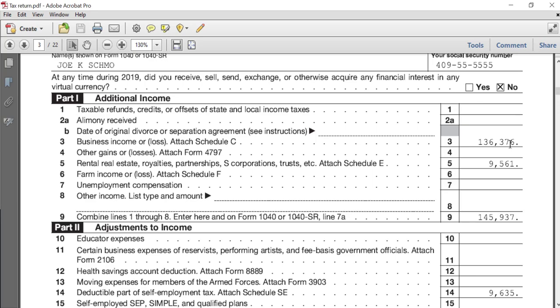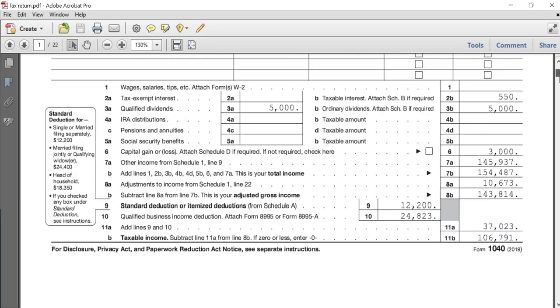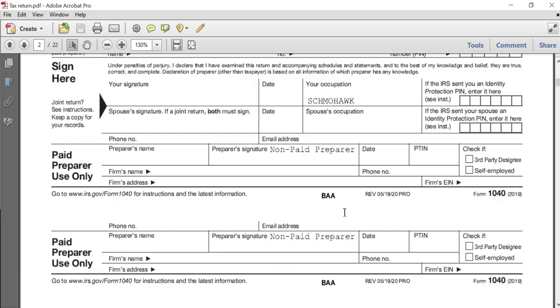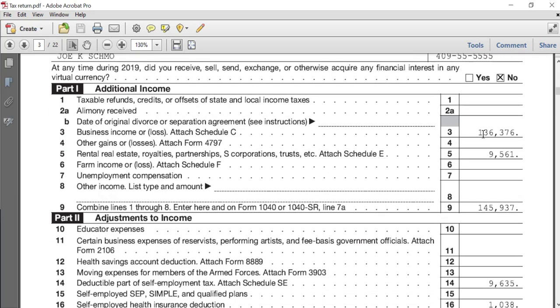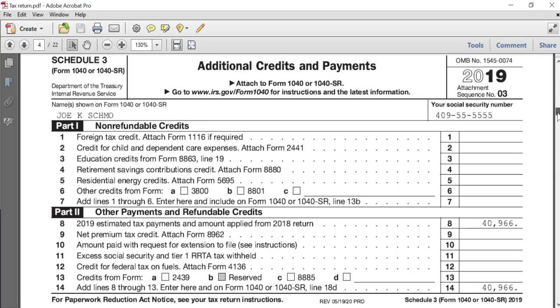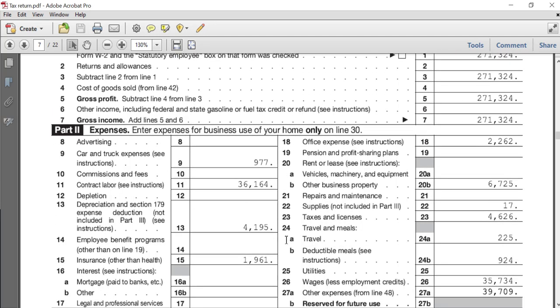So Schedule 1 flows to the 1040. It's just part of this other income number right here. This one, $145,000, which is this plus his rental income. This number flows through to that line on the 1040. It comes from the Schedule C. So his Schedule C is his business, and you'll see here that it includes his revenue and then all of his expenses.